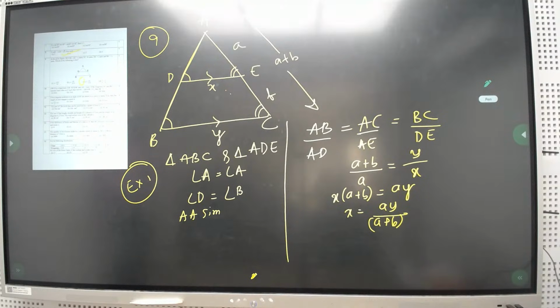Question number 11 is of your circles. Tangents means theorem 10.2, you should remember. Draw the figure of theorem 10.2, even those who are attending the online classes also.